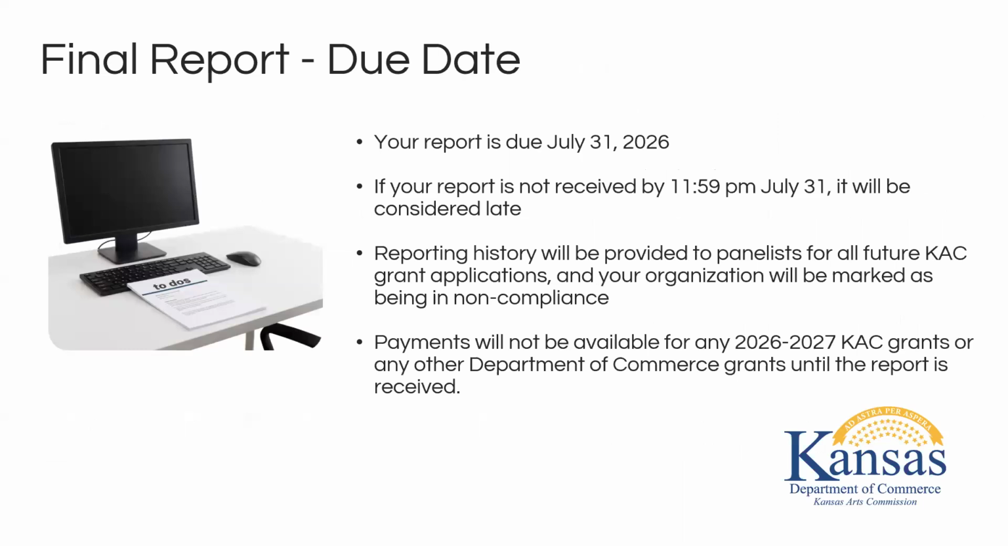As a reminder, your final report is due July 31st, 2026. If your report is not received by 11 p.m. on July 31st, it will be considered late. Reporting history will be provided to panelists for all future KAC grant applications, and your organization will be marked as being non-compliant. Payments will not be available for any 2026-2027 KAC grants or any other Department of Commerce grants until the report is received.